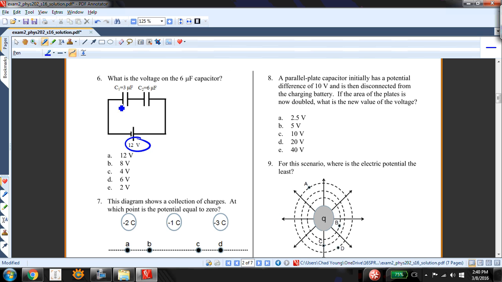Remember, I have 8 volts here, I'm going to have 8 volts, or excuse me, 12 volts here. I'm going to have the bigger voltage across the smaller capacitor, the smaller voltage across the bigger capacitor, so the answer here is C for number 6.